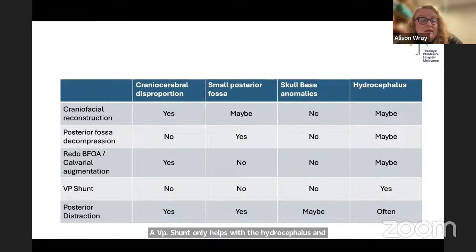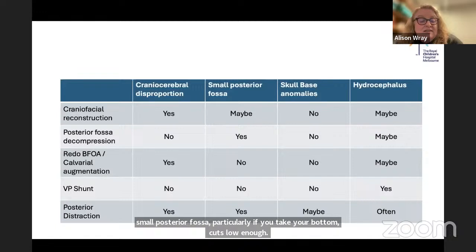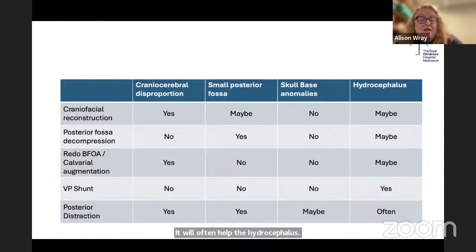And really, the reason why many of us have turned towards posterior vault distraction in this case is that it actually affects many of the components that are causing the Chiari. So it will increase the volume. It will address the small posterior fossa, particularly if you take your bottom cuts low enough. It will often help the hydrocephalus. And interestingly, there's now several good studies that show that there is significant improvement in the skull base anomalies associated with posterior distraction, and postulation that it is the pulsed tensile forces that occur across the skull base from the winding of the distractors that actually encourages some skull base growth.